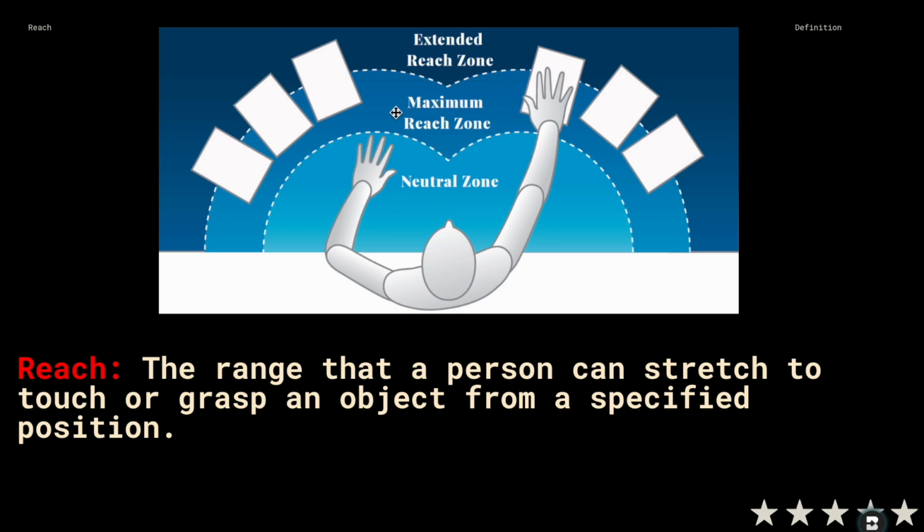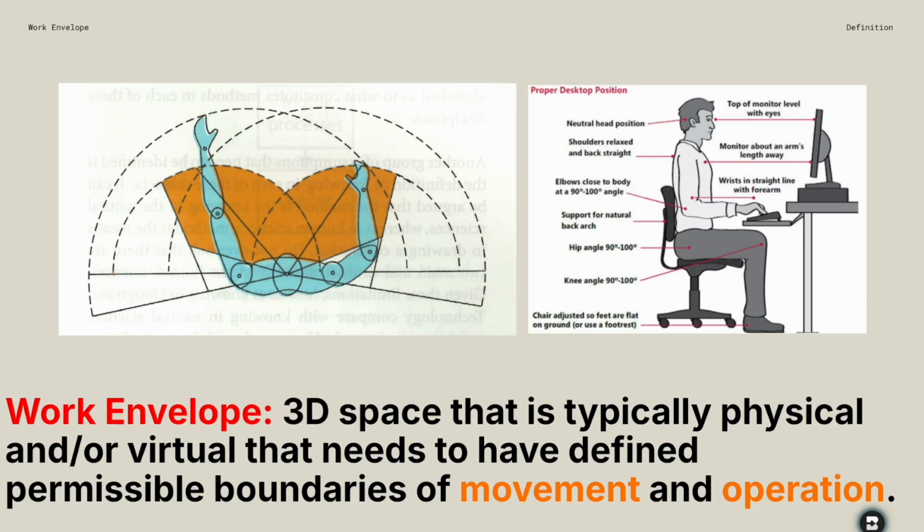You've got a neutral zone, a maximum reach zone, an extended reach zone. And we want to think about those things when we're in design phases. How is reach important in those scenarios? We have work envelope, a 3D space that is typically physical or virtual that needs to be defined with permissible boundaries of movement and operations. And so this is a work envelope. It looks a lot like the reach diagram because they're closely related.